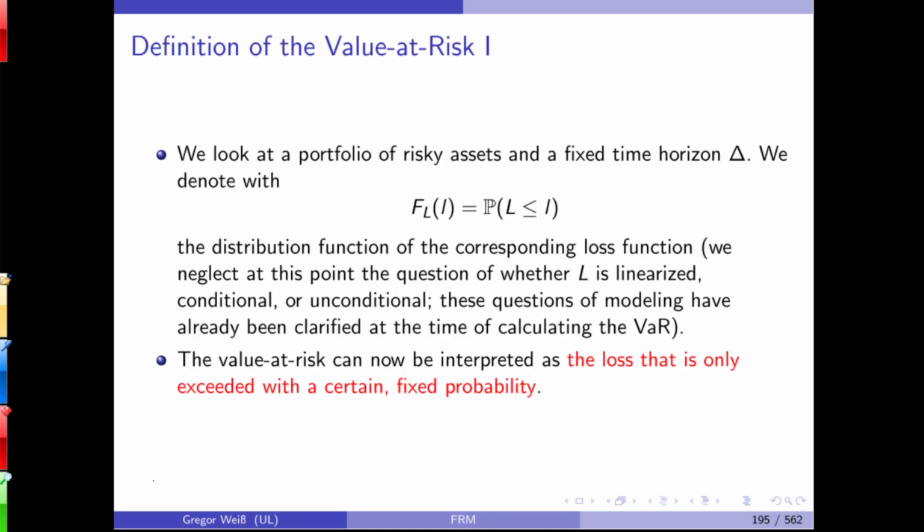How is the value at risk defined? We'll start with a portfolio of risky assets. We have the distribution function. So what is the value at risk? It can be interpreted as the loss that is exceeded with a certain fixed probability of usually 1%, 0.1% or 0.01%.